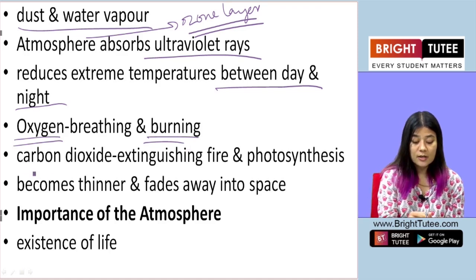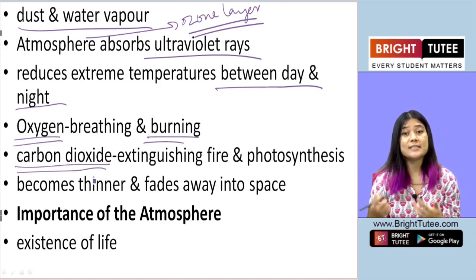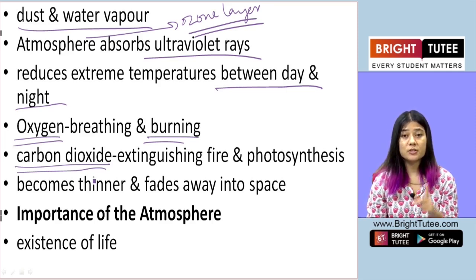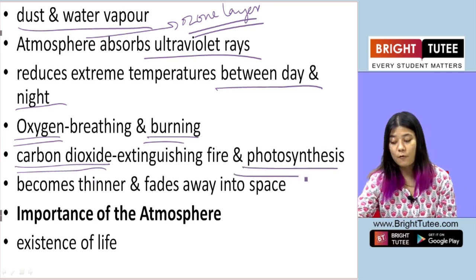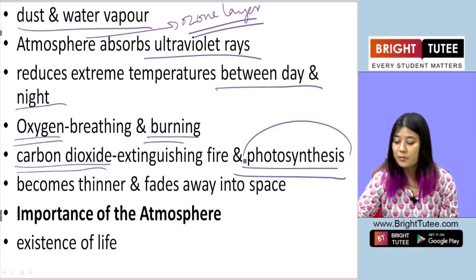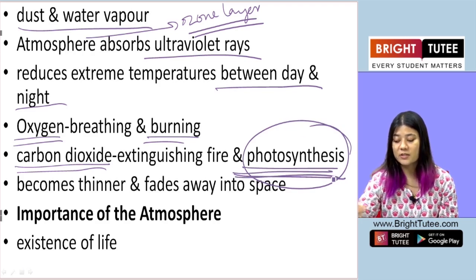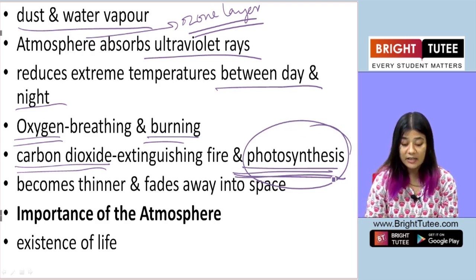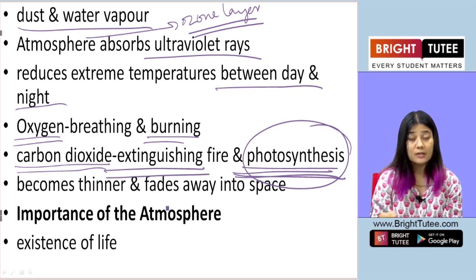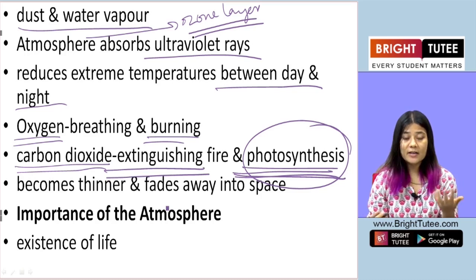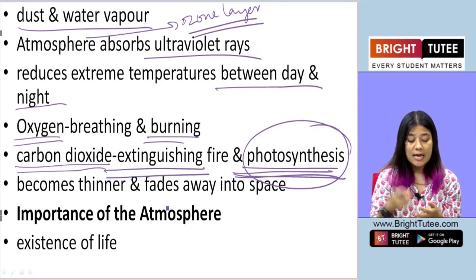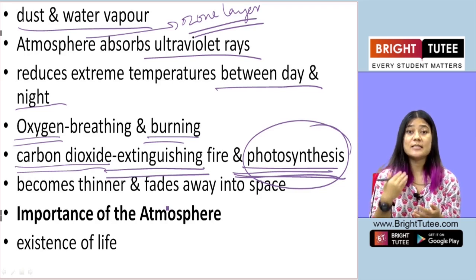Apart from oxygen, carbon dioxide is also provided by the atmosphere. Carbon dioxide is very important for the plants and trees, because it is because of carbon dioxide that they can prepare their food through the process called photosynthesis. Carbon dioxide is also required for extinguishing fire. When there is a fire and we have to stop it, we need carbon dioxide to extinguish it.